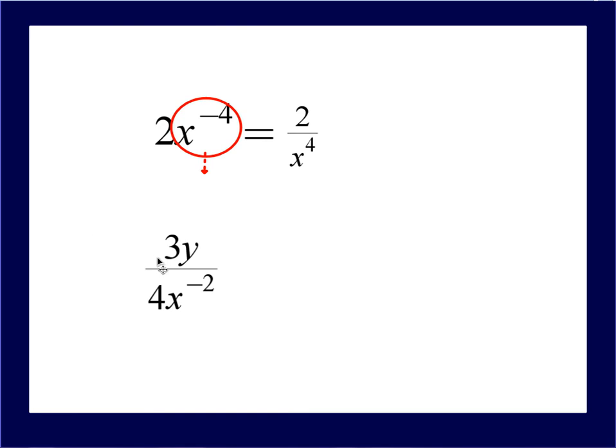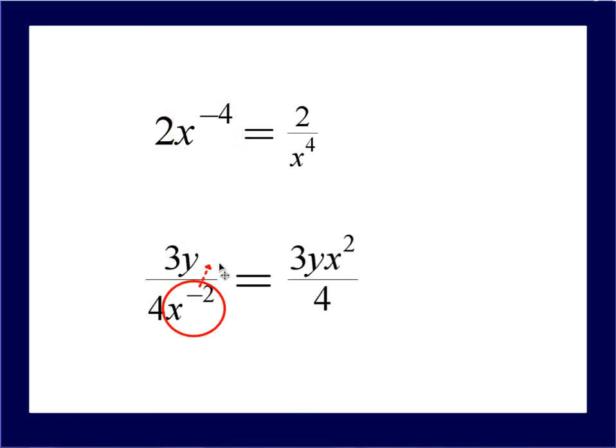In my second example, everything's okay except for the x to the -2 power. The x has a negative power, and that's not okay. So I'm going to bring that to the numerator and make that a positive power. Again, the only part that moves is the power that has a negative exponent.